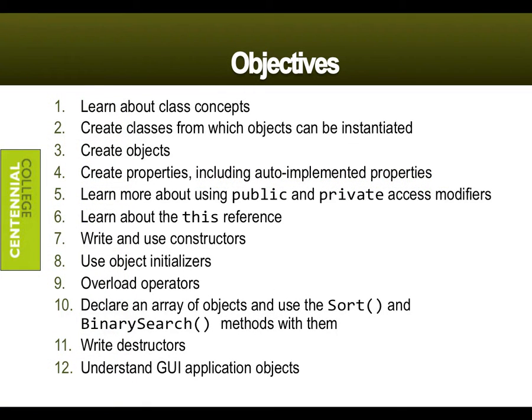So these are all of our objectives today. Lots of objectives. Learn about class concepts. We're going to create some simple classes from objects. We're going to create properties and talk about what the difference between public and private is in terms of access modifiers. Learn about the this reference or keyword. We're going to write and use constructors. All that kind of stuff is going to be here. All the things that you need for when you use classes and objects in object-oriented programming.